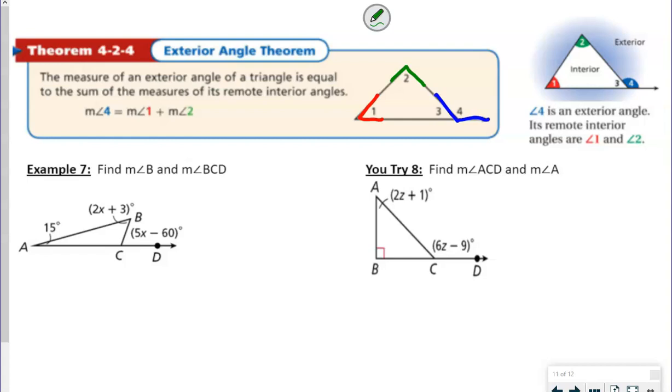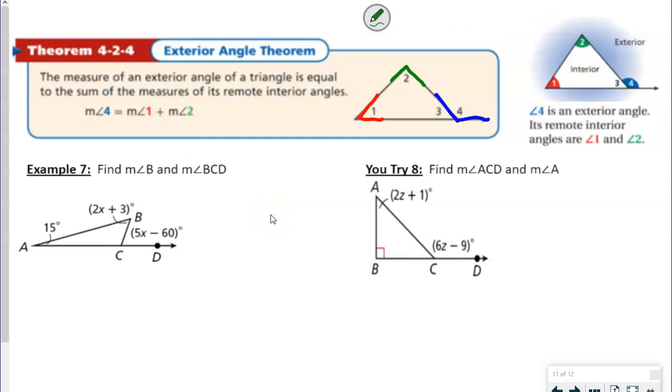Okay, so angle 4 is an exterior angle, and its remote interior angles are angles 1 and 2. So that's always going to be the case. They're not going to be the ones right next to it that form a linear pair. They're going to be the other two angles. All right, so let me show you why this is true.